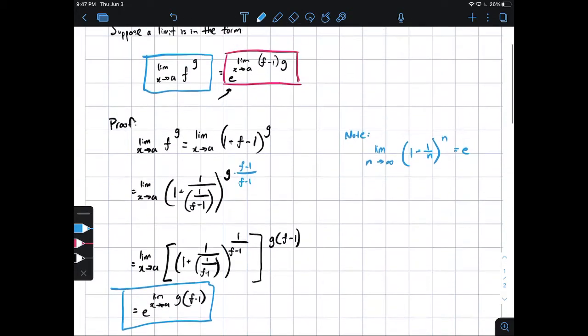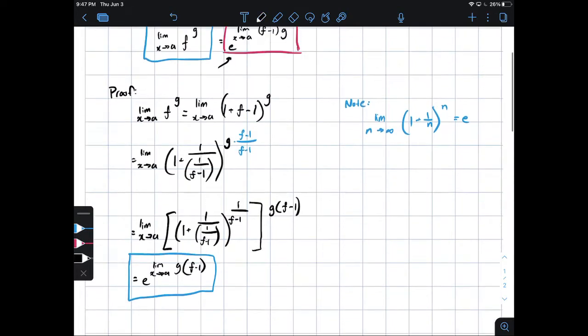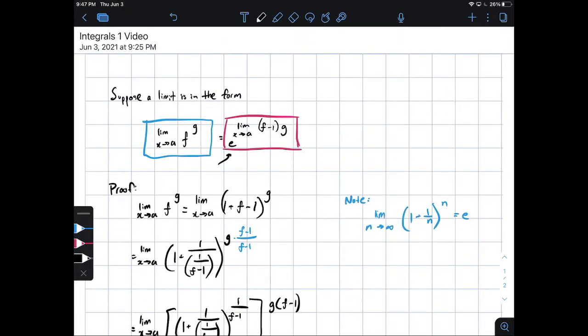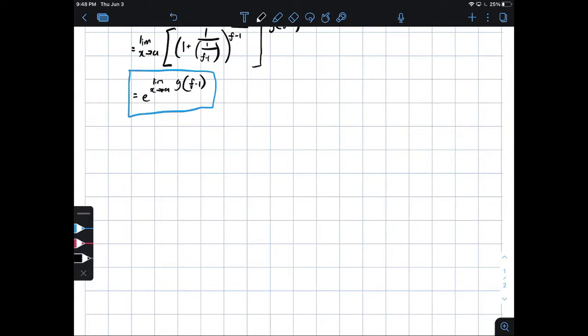It's very short, especially if you know the direction you're going in. But one thing I forgot to note is that this is only valid when it's in the form 1 to infinity. So obviously that would mean the limit as x approaches a of f would simplify to 1, and the limit as x approaches a of g would be infinity. Then you can say this. So that's an important contingency that I kind of got too excited and glossed over.